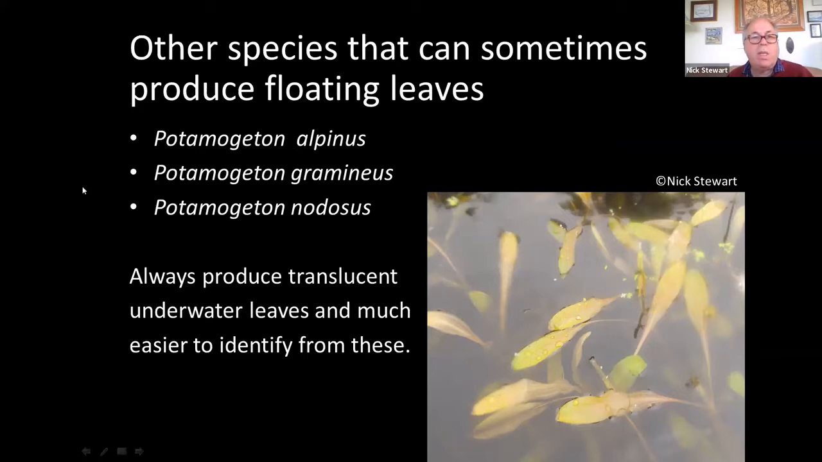Now, there are several other species that can sometimes produce floating leaves. Often they're rather shy in doing so, but there are three species: Potamogeton alpinus, Potamogeton gramineus, and Potamogeton nodosus, which can produce floating leaves, but they are always with the underwater leaves, and the underwater leaves are much easier for identification. So if you have a choice, if you've got translucent leaves as well as floating leaves, go to the underwater leaves because they're much more useful and easier to identify.